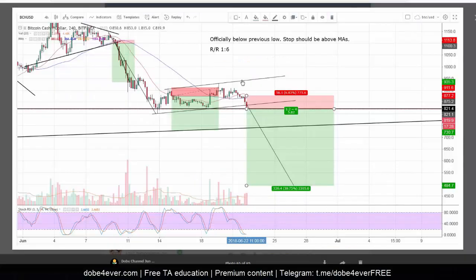This is the signal. As soon as it traded below this low, I said officially below the previous low, stop loss should be above moving averages, and the risk reward is almost 1 to 6. It's actually 5.82, but it's almost 6.